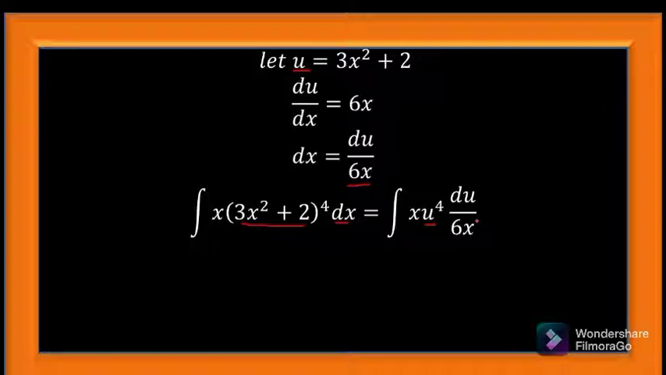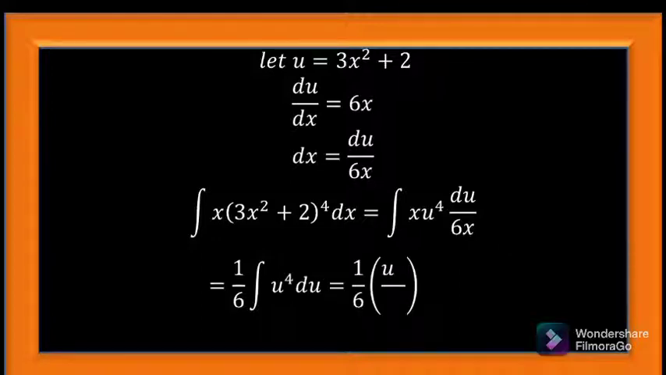When you look at this carefully, this x automatically will cancel with this x here. So if those cancel off, it means we shall now have to remain with the integral of u power 4 out of 6 with respect to u. But because 1 over 6 is a constant, it can come out of the integral sign. And remember, when you integrate u power 4 now with respect to u, you simply increase the power by 1 divided by the new power. That is why we have u power 5 divided by 5 plus our constant c of integration.